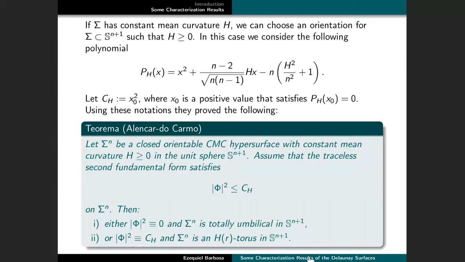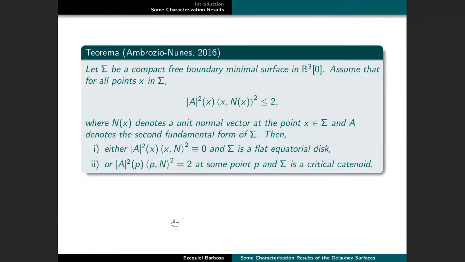Okay, so if you think about this result for the free boundary situation inside a ball, the first result connected with this question is this result here, proved by Ambrozio and Nunes. And it's the same quadratic decay of curvature considered by Mazet, Perez, and Ros for the complete situation inside R3. But now you can perform the same idea in order to get that this surface should be simply connected or have the topology of an annulus.